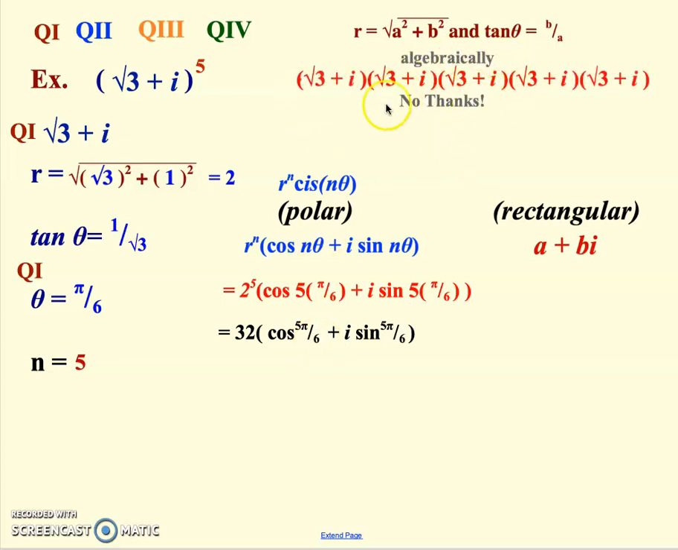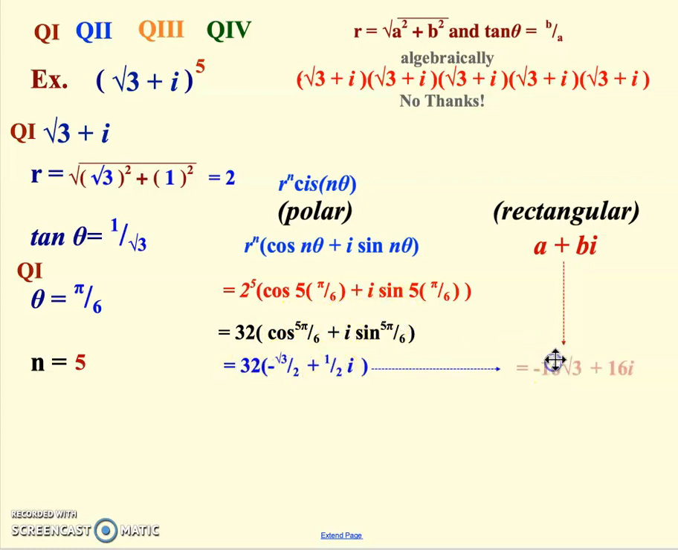And like I said here, no thanks. I don't want to do this 5 times algebraically, so I'm not even going to bother trying to show you guys that or do that one. It's just too much work. But if I want to take it back, I certainly can. Cosine of 5 pi over 6, negative root 3 over 2, sine of 5 pi over 6 is 1/2.